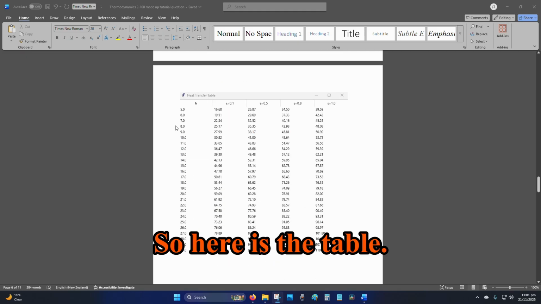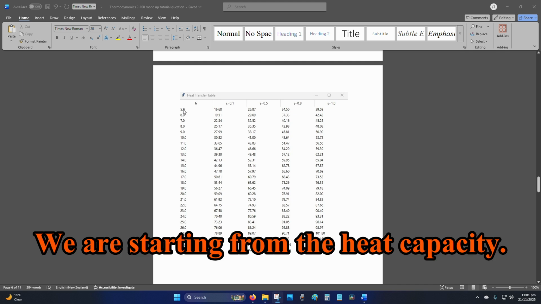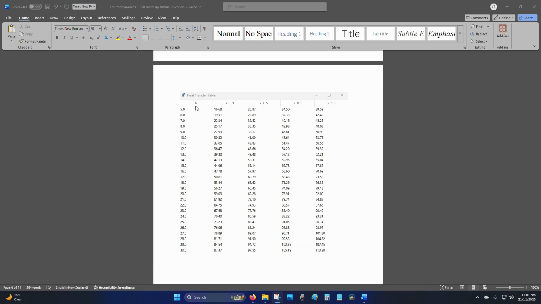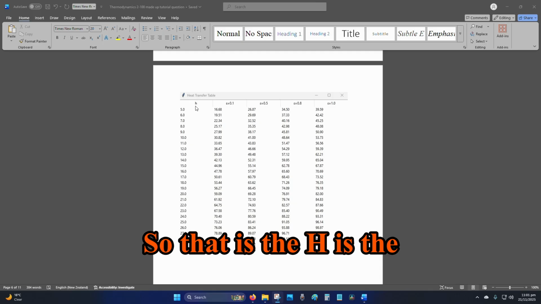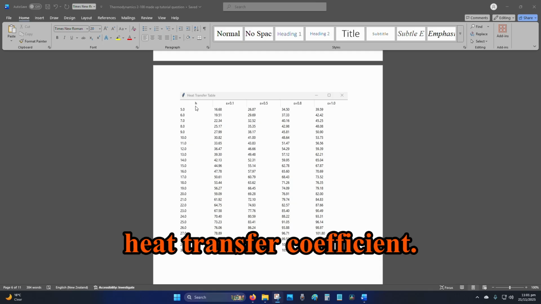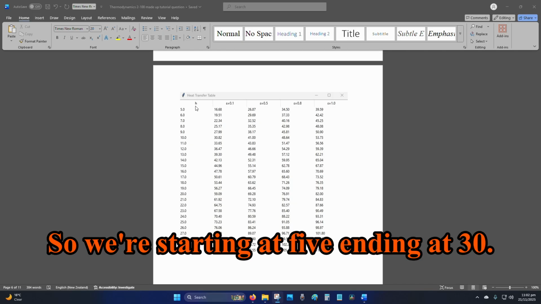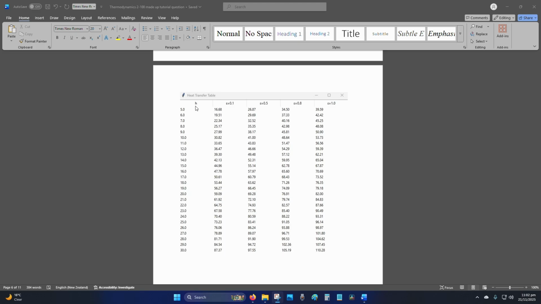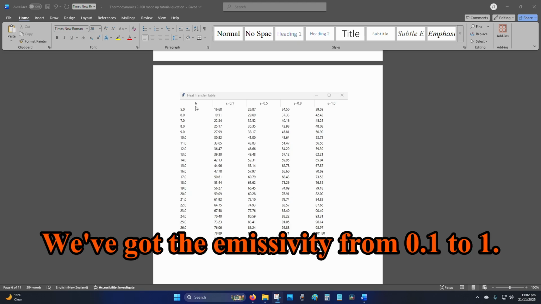So here is the table. We are starting from the heat capacity. So that is the H, the heat transfer coefficient. We're starting at 5, ending at 30. We've got the emissivity from 0.1 to 1.